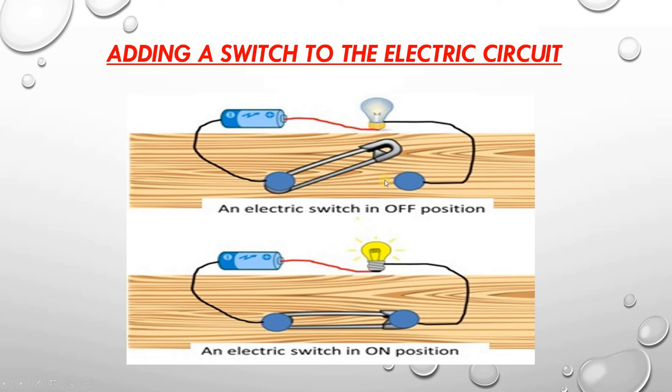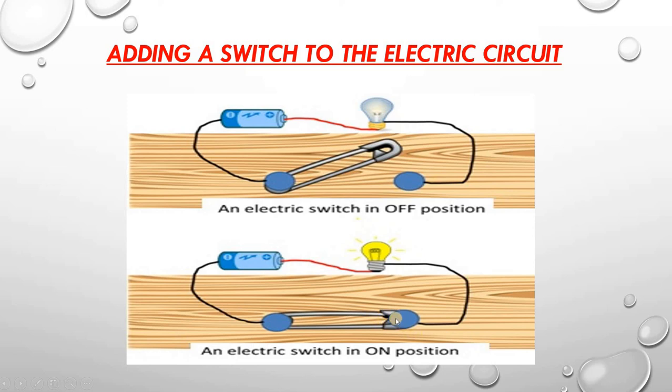So because there is a gap, the circuit is incomplete, due to which electricity does not flow in the circuit in this case. So the bulb does not light up. Here you see, because there is a gap, this safety pin is acting as a switch. Now in the second case, I move the safety pin so that its free end now touches the other drawing pin.